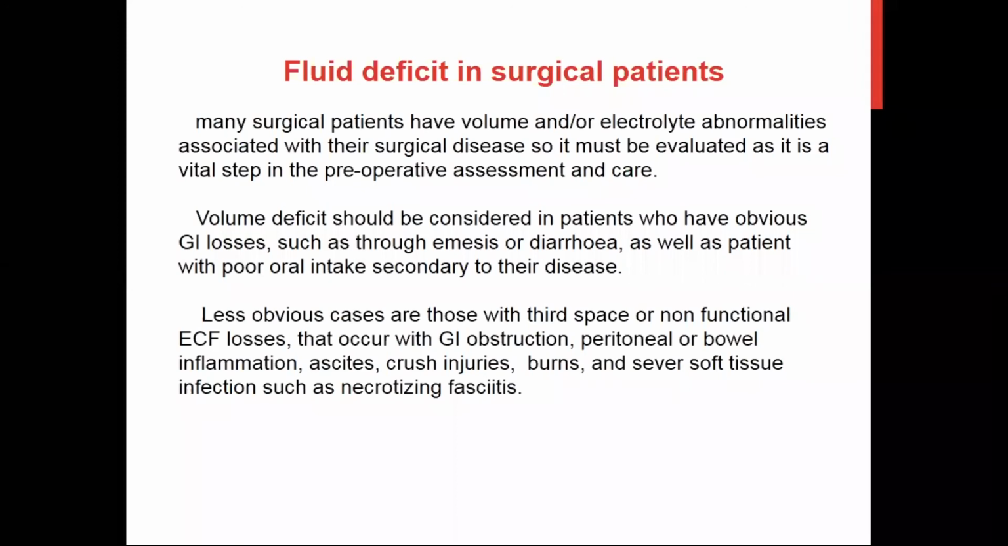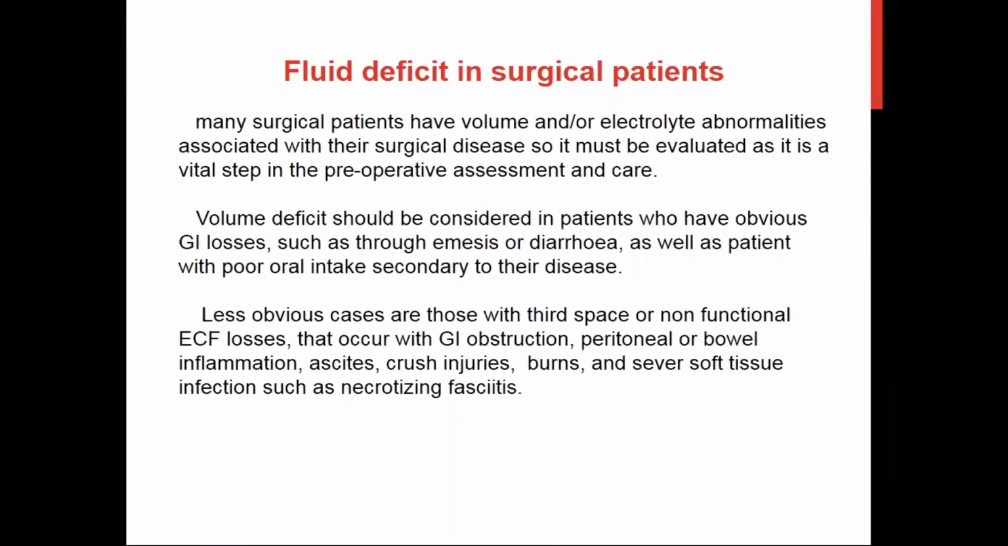Fluid deficit in surgical patients. Many surgical patients have volume and or electrolyte abnormality associated with their surgical disease. It must be evaluated as a vital step in the pre-operative assessment and care. Volume deficit should be considered in patients who have obvious GIT loss, such as through hyperemesis or diarrhea, as well as patients with poor oral intake secondary to their disease, like someone with anorexia.